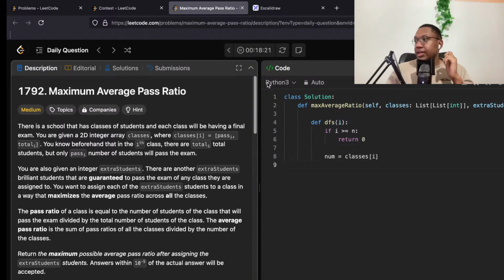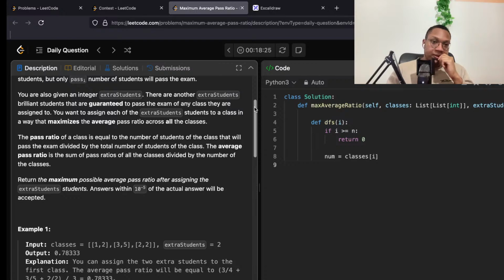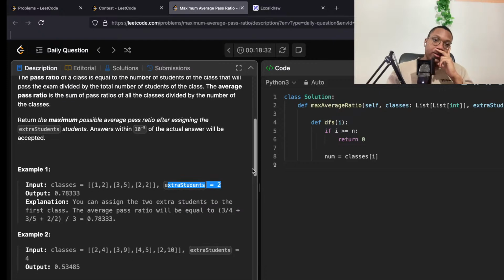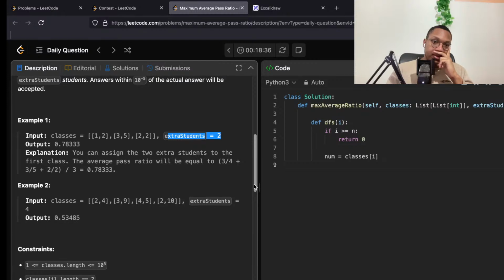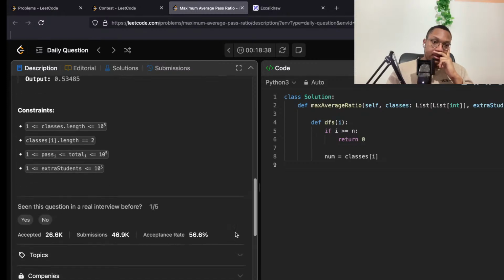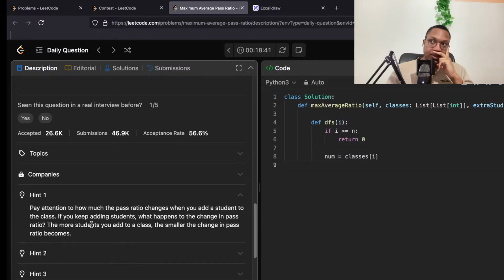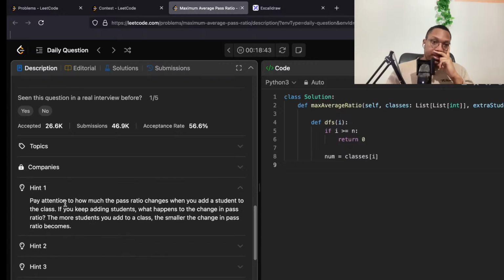So we got to figure out which class has the highest impact on the overall average and add the student there. Yep, basically. And then we need to do that repetitively. Now we can use a heap, but I don't know how I can actually get those numbers to align. Which brings me to the other hints. So let's see what these hints are. Pay attention to how much the pass ratio changes when you add a student to the class. If you keep adding students, what happens to the change in the ratio?